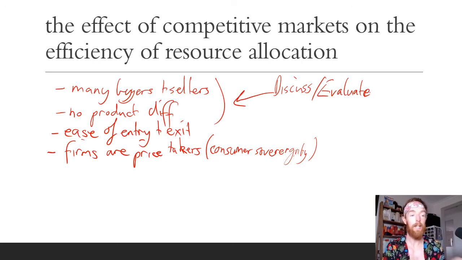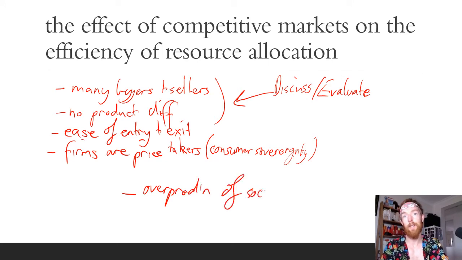Whereas on the downside, often because businesses are producing whatever consumers are demanding, the goods and services that they demand, it often leads to an overproduction of socially undesirable goods. So cigarettes, alcohol, gambling, etc., which leads to living standards being worse off. So it's a really important thing to bring up.